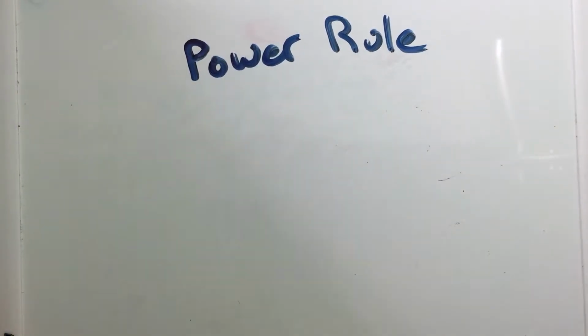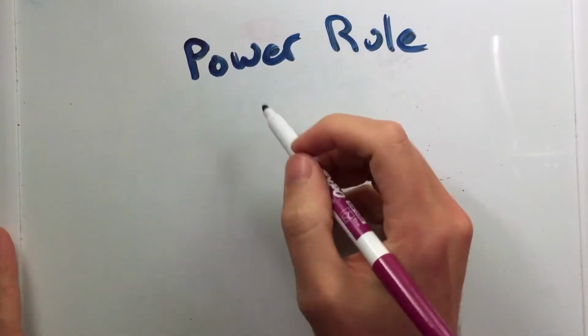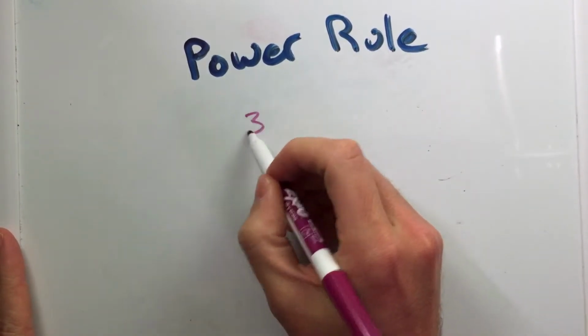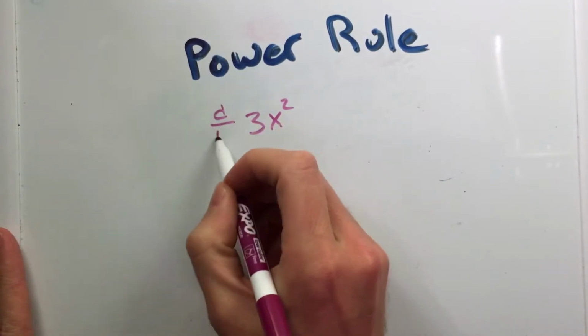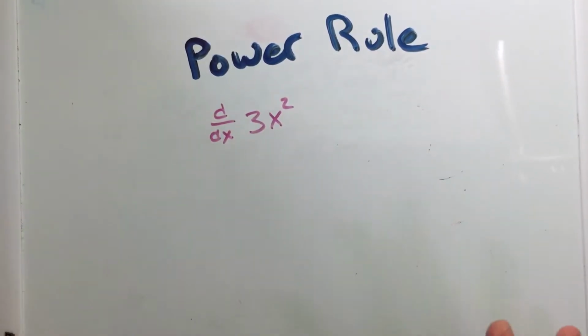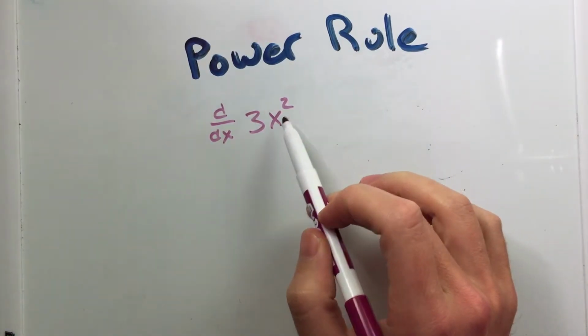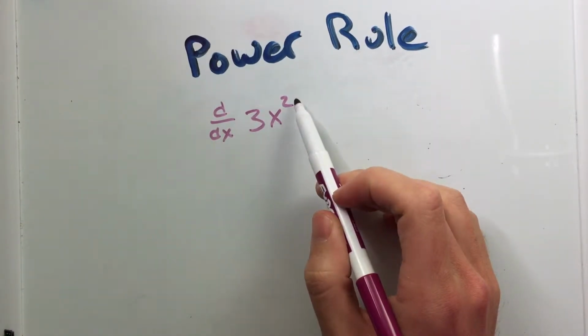So here we're going to learn the power rule using calculus. Let's say we're given a basic expression, 3x squared, and I want to find the derivative of 3x squared. The power rule is a really quick way you can find the derivative of functions that have a variable to a certain power.